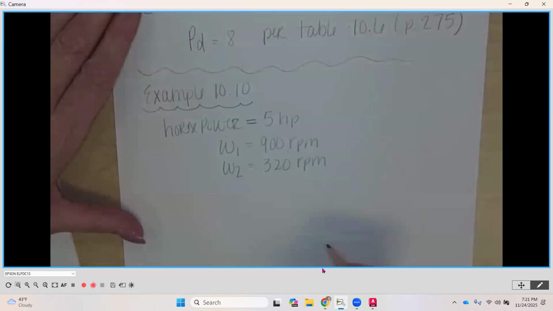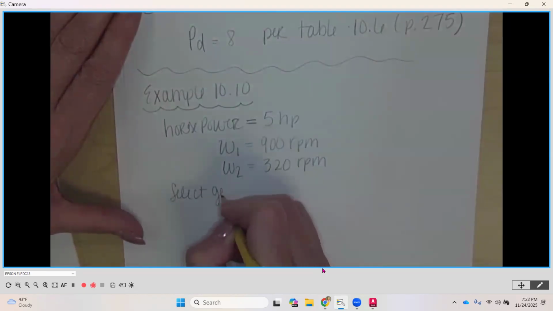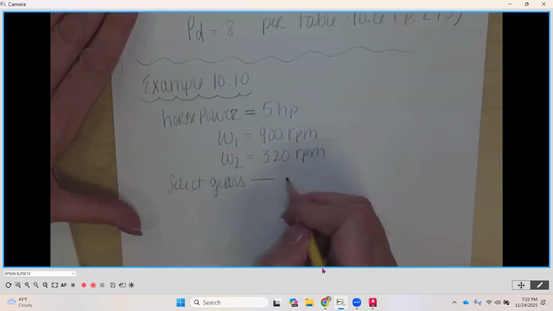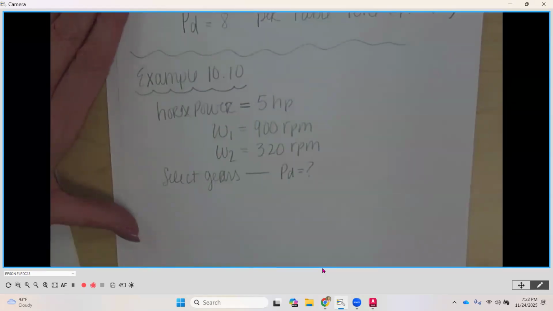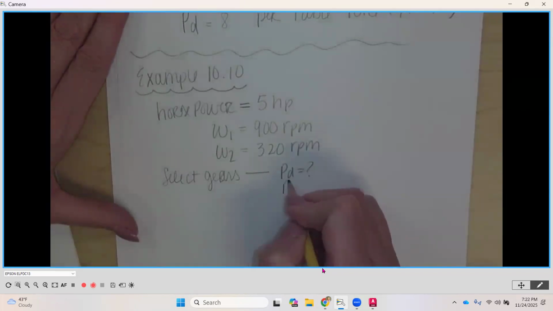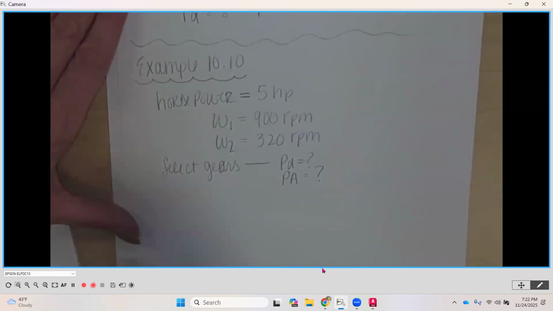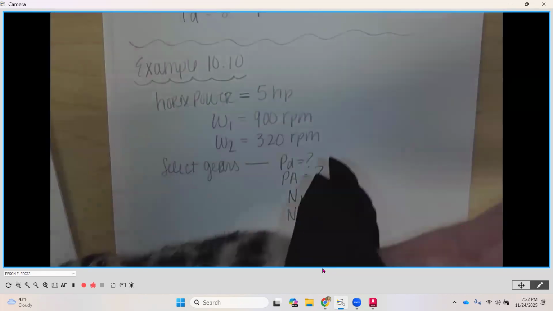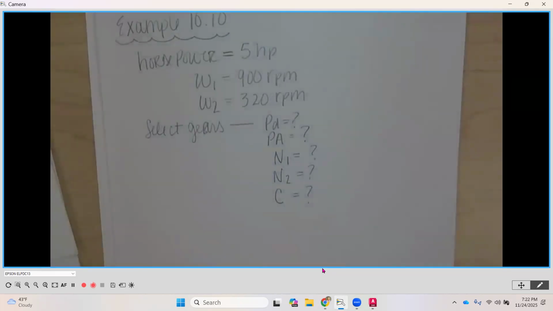We want to select a set of gears. So to select gears, we're going to have to find the diametral pitch. That's going to be common between the two. We're going to have to specify the pressure angle, the number of teeth on the pinion, the number of teeth on the gear. And then we're also going to be determining the center distance.